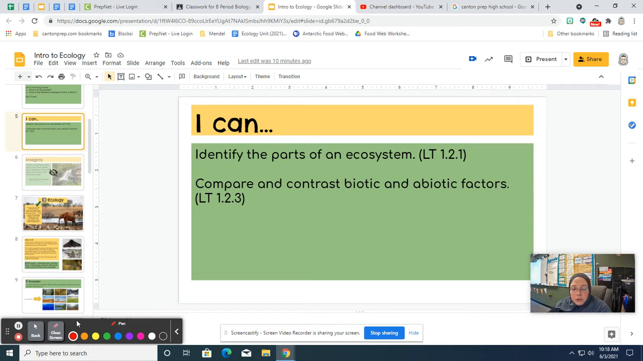First of all, let's start with the learning targets that will be covered in this video. So by the end of this video, we should be able to say, I can identify the parts of an ecosystem, and I can compare and contrast biotic and abiotic factors.